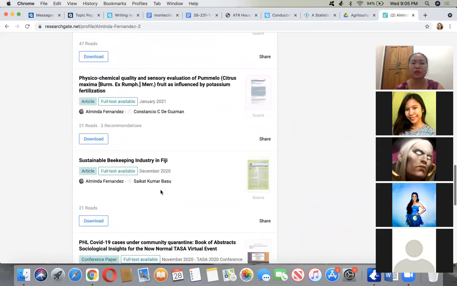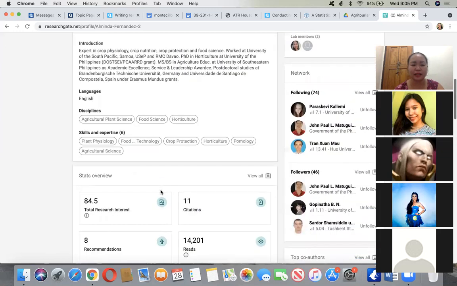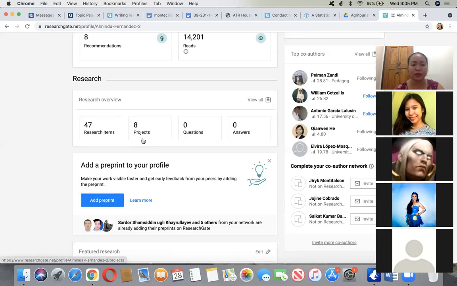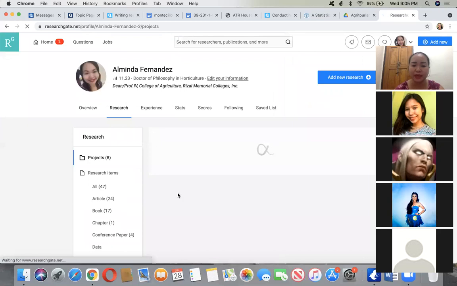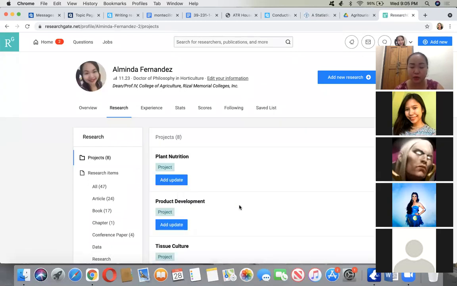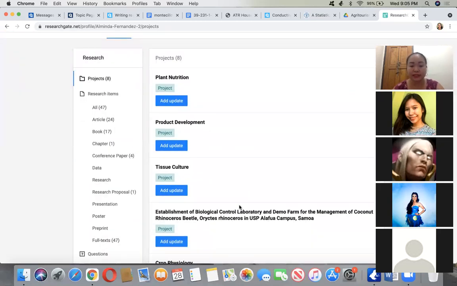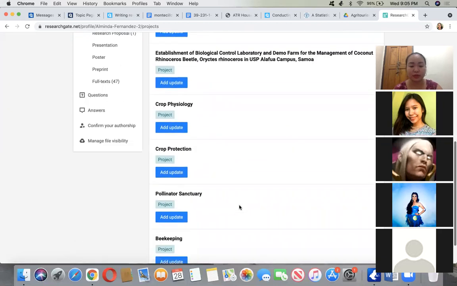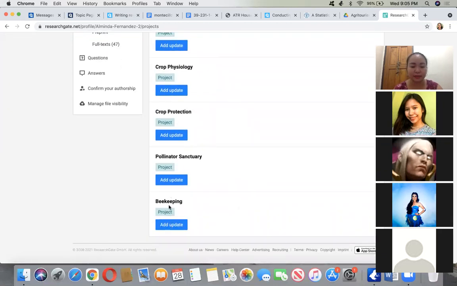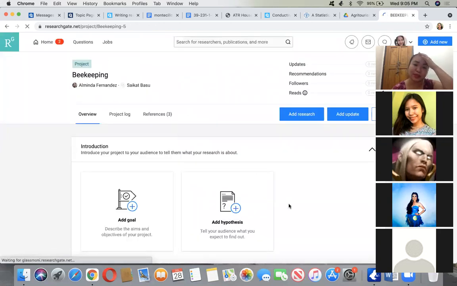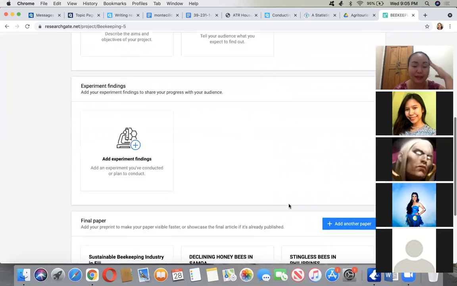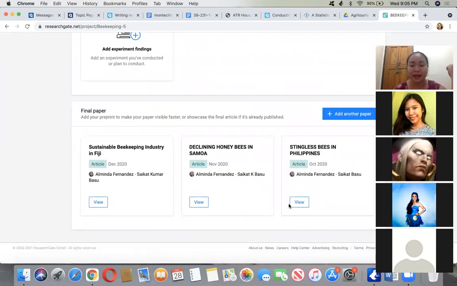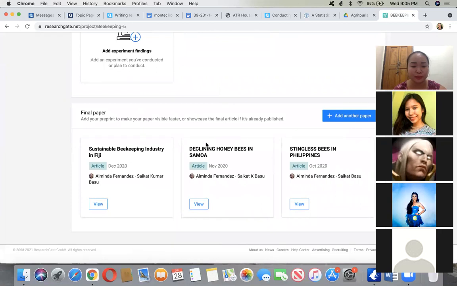So there are also publications where I don't really write the whole paper itself, but they asked me to review the paper, and I became one of the authors. This one is on beekeeping. I'm also very interested in beekeeping, although I have not started in the farm yet. But I had a training before.